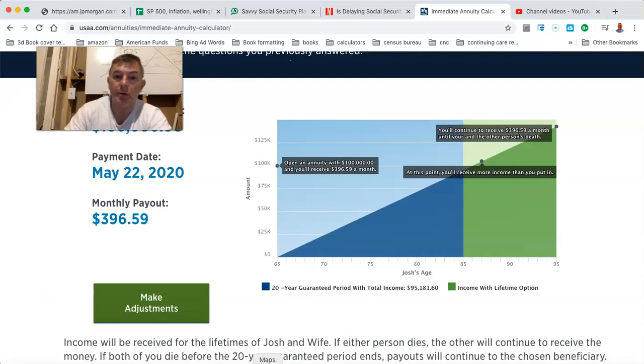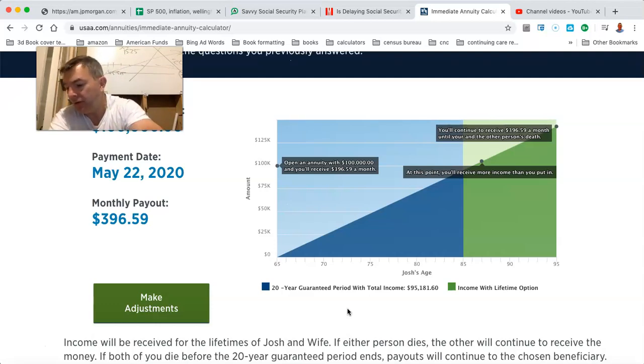All right, so look at this. 20-year guaranteed period. If 396 is what they're going to pay us a month for a 20-year guarantee, it's only going to pay us back $95,000. That's it, man. $95,000. So it's going to take well beyond 20 years just to make our money back, if that makes sense. That's why these income annuities aren't good anymore. I'm sorry, they're not. So if we do 100,000 divided by 396, it's going to take 21 years to get our money back.